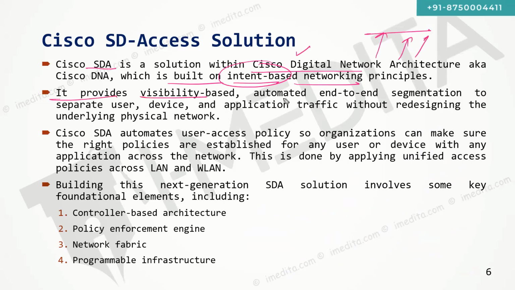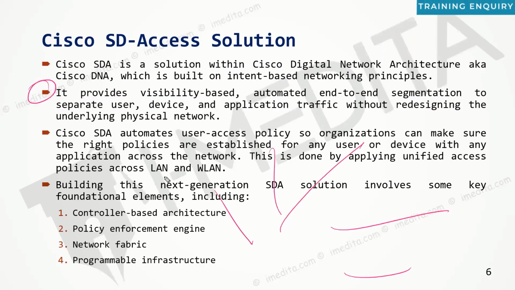It provides visibility-based, automated, end-to-end segmentation to separate the users, devices, applications, application traffic without redesigning the underlying physical network. It just means our underlay network will remain as it is, whatever we have configured, traditional routing, switching, whatever you have done. Your underlying infrastructure will remain as it is. Then this DNA Center can create a logical network on top of this underlay network, which is what we refer to as the overlay network, also referred to as the SDA fabric.